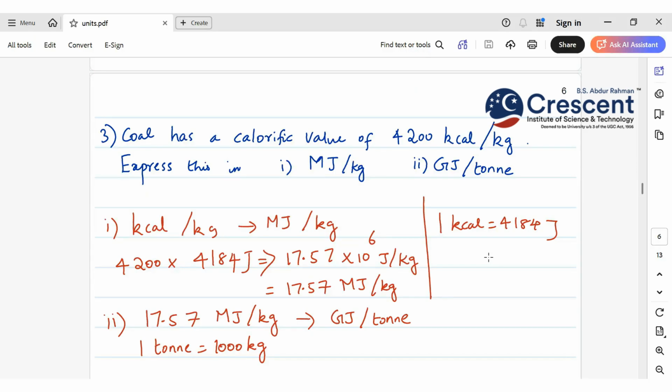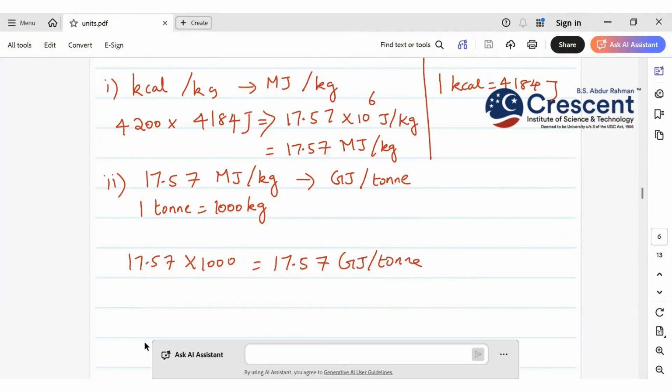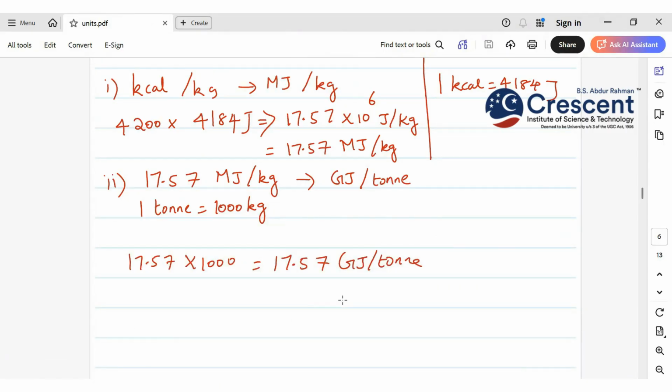Now this 17.57 megajoules per kg should be converted to gigajoules per ton. We all know 1 ton is 1000 kg. So you just multiply, we get 17.57 gigajoules per ton.